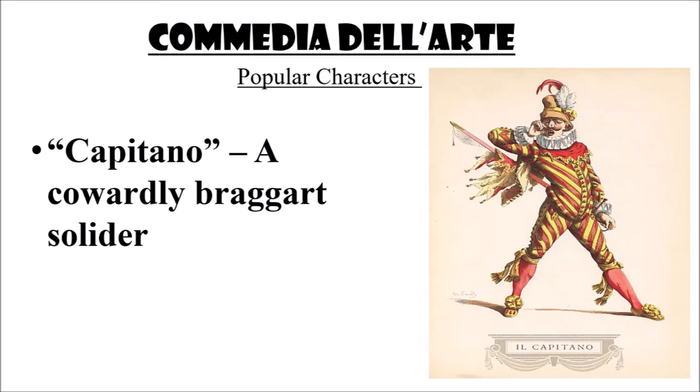First of all, notice that the primary color is yellow. Yellow and red, or sometimes just plain yellow or yellow and blue. But yellow was always the primary color, because as we know, yellow is the color of cowardice.